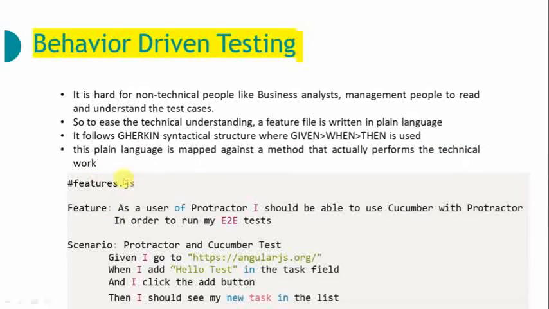So let's say there is this feature file where there is a scenario, protractor and cucumber test. You have to write everything in the form of given, when, and then. So given is web URL. When you add hello test in the task field and you perform certain other action, then you have to validate a certain point. So this is how you have to write your BDD feature file, and then each line, like given, has to be mapped with one method, when has to be mapped with another method, and when you execute, all those methods will execute in this manner and will produce the result.